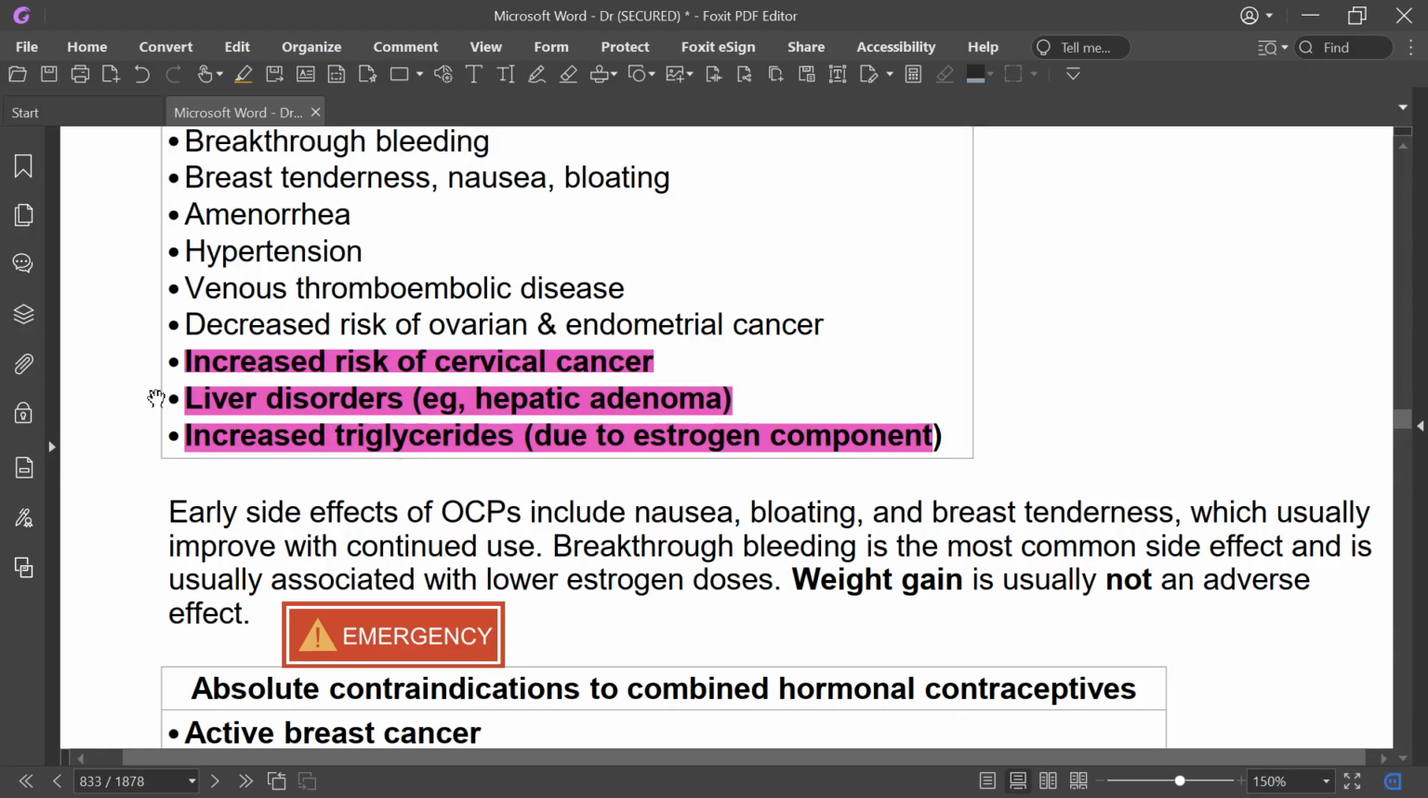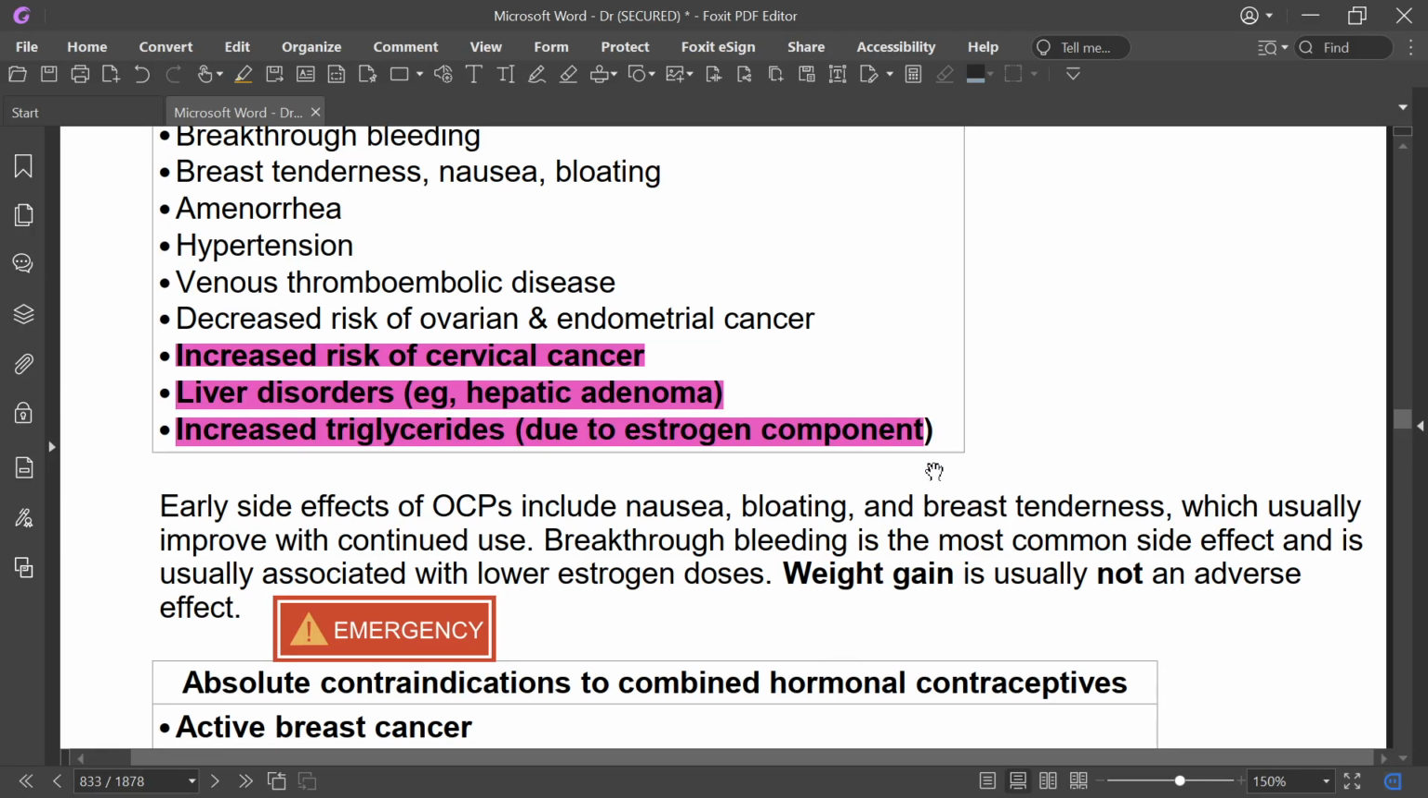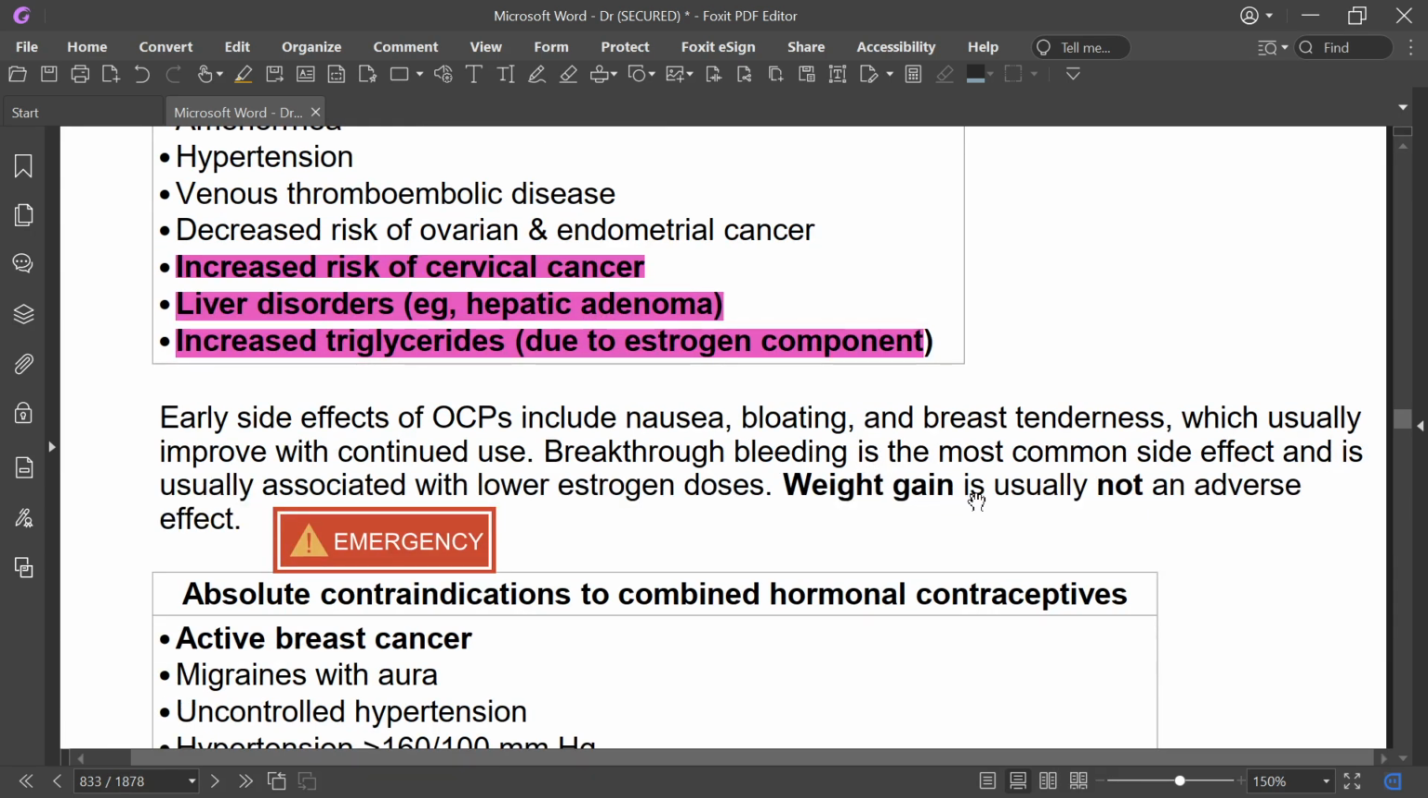Early side effects are nausea, bloating, and breast tenderness, which usually improve with continued use. Breakthrough bleeding is the most common side effect and is associated with lower estrogen doses. Weight gain is usually not an adverse effect.